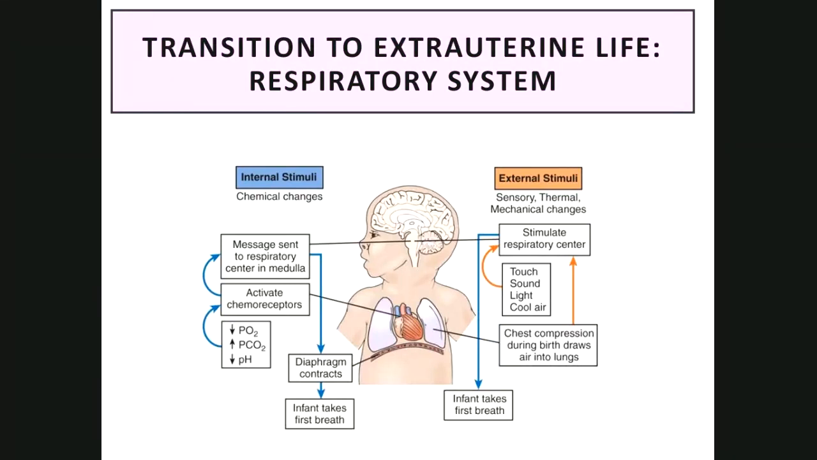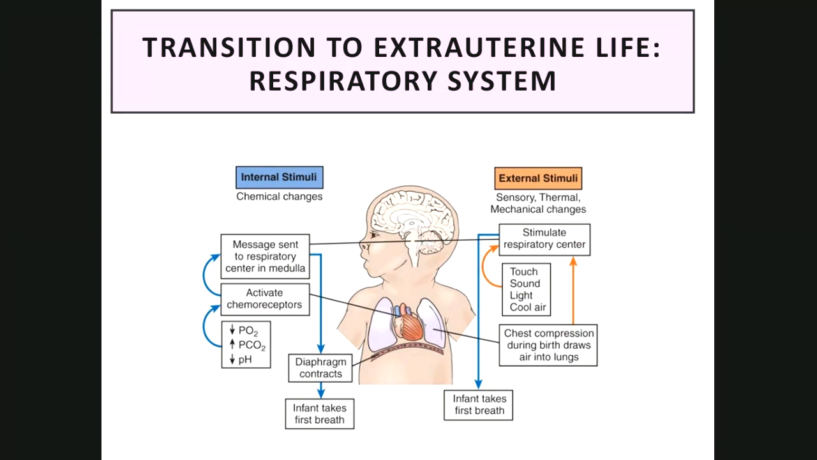when the diaphragm contracts, when oxygen decreases, you start here with the PO2, PCO2, and pH. When the oxygen decreases, when we cut and clamp the cord and the baby is born, there's no more placental blood flow. CO2 increases, the pH decreases, and these changes lead to activation of the chemoreceptors, which then send a message to the respiratory center in the medulla that makes the diaphragm contract, and then again the infant takes the first breath.